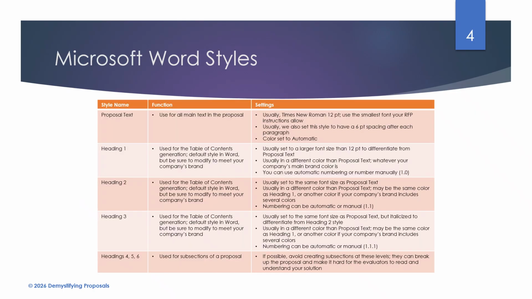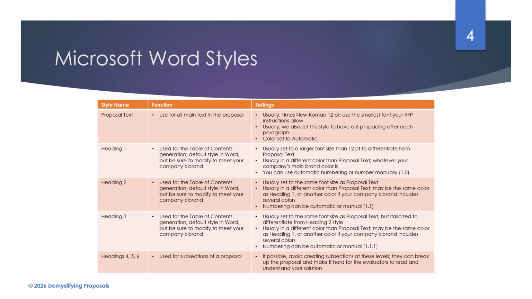We recommend that you not use Normal as your proposal text style. Rather, set up a proposal text style that you use for all the main text within the proposal. Usually this is set to Times New Roman 12 point because that's usually the default of what RFPs require. If your RFP allows you to use a different size or a different kind of font, then absolutely set your proposal text to that style. But in this way, as people are writing, you can format their writing using the proposal text style, and it will automatically be the right size and the right color and the right font. And then we also recommend putting a 6-point spacing after each paragraph so the paragraphs aren't all bunched together and look like one big run-on blob of text.